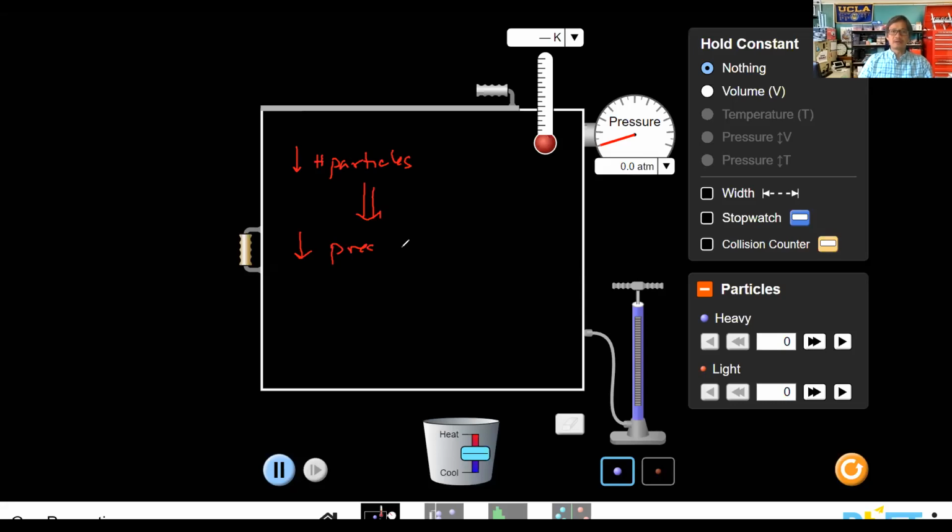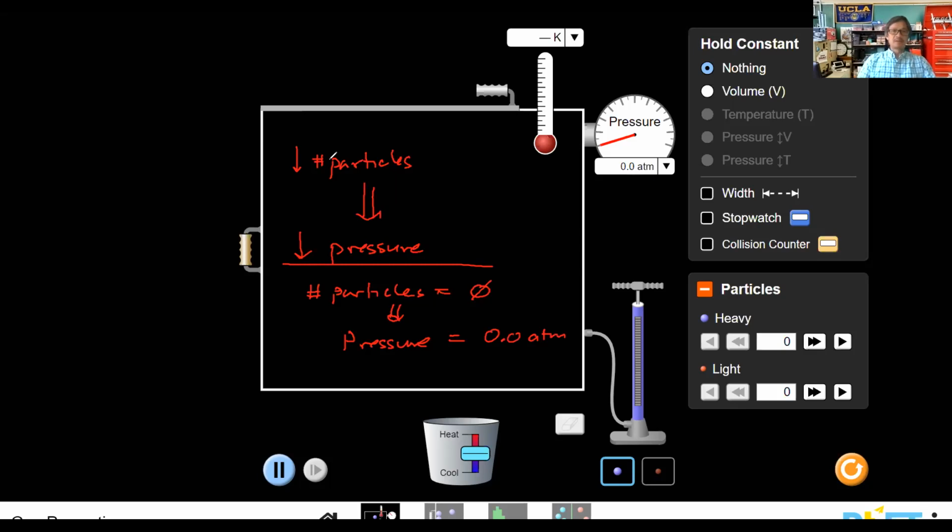Okay, so that means on a microscopic level, as the number of particles decreases, that leads to a decrease in the pressure as well. So when the number of particles equals zero, when we have no particles, the pressure, as you see here, equals 0.0 atmospheres.